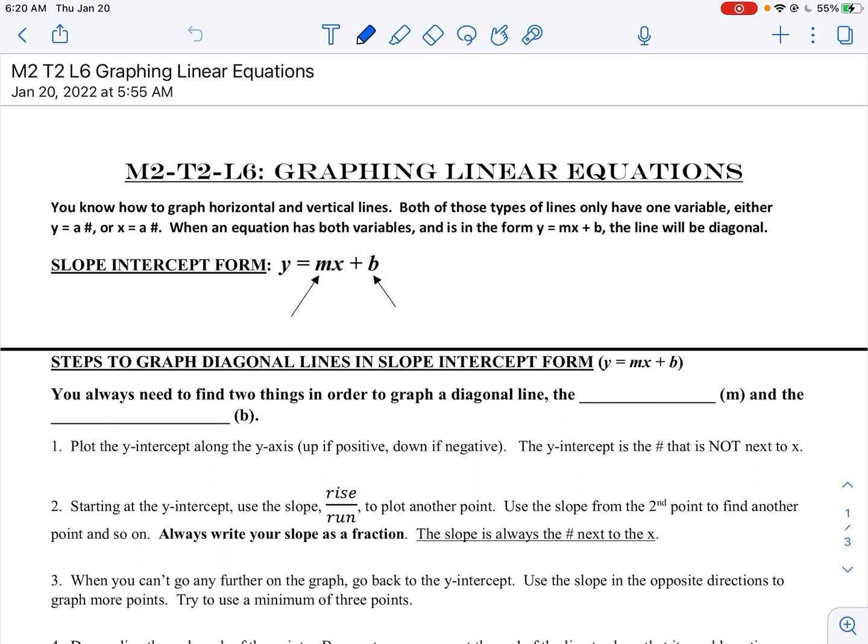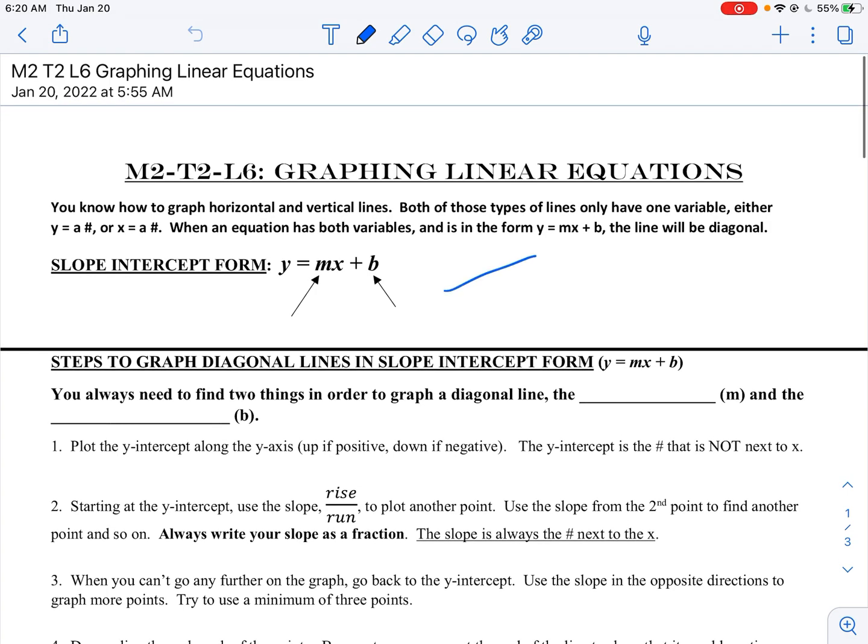Okay, we've been taking graphs and points and tables and finding out what the slope and the y-intercept are. Now we're going to be given the slope and the y-intercept, and we have to graph it. We just did horizontal and vertical lines. Now we need to deal with the equation y equals mx plus b and how to graph that.